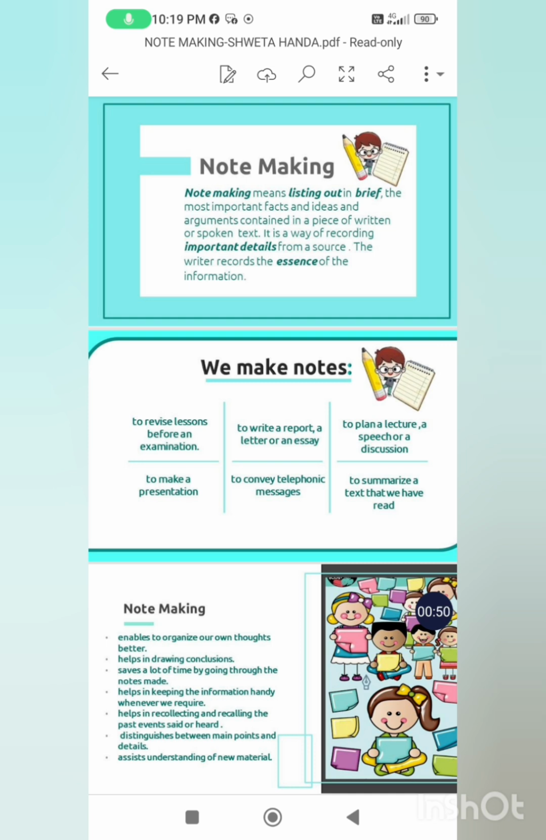Clear? And the arguments contained in a piece of written or spoken text. So there's a way of recording important details. Again, underline it. The words that are highlighted, please underline them. From a source, the writer records the essence of the information, right? So note making means listing out in brief the most important facts and ideas and arguments contained in a piece of written or spoken text. It is a way of recording important details from a source. The writer records the essence of the information.